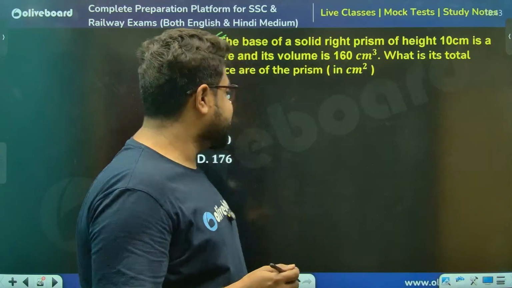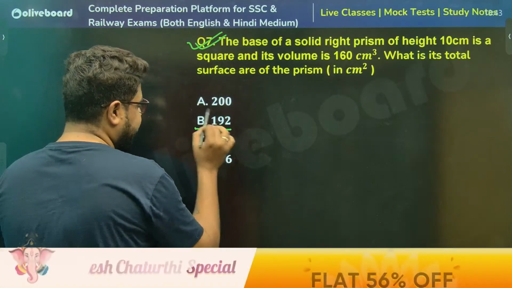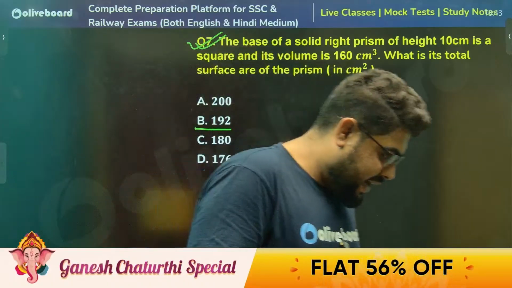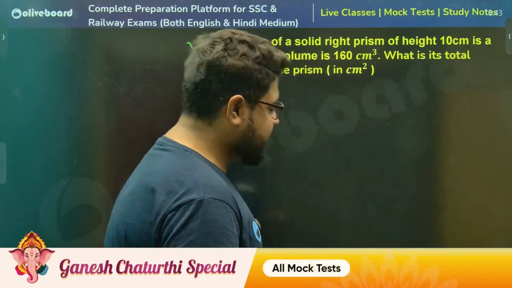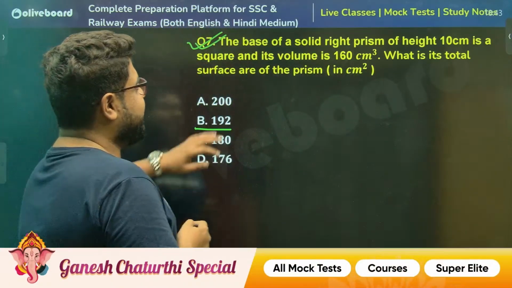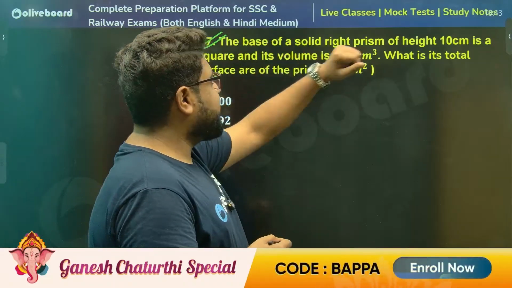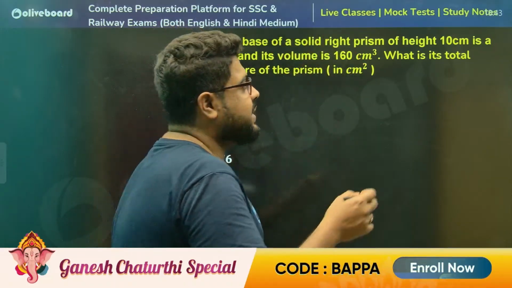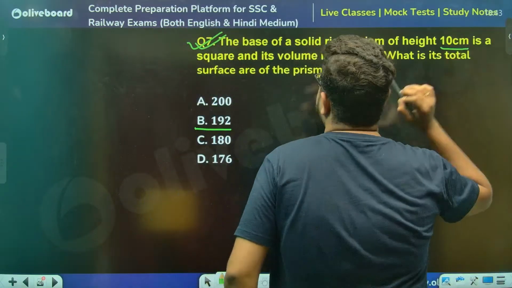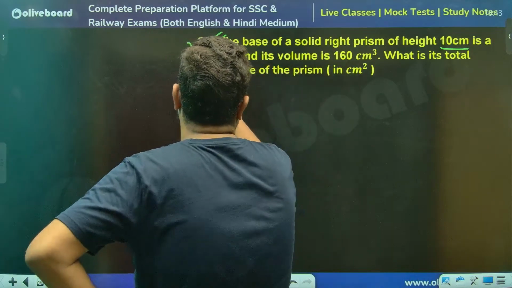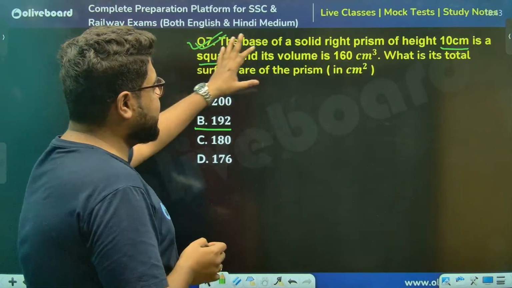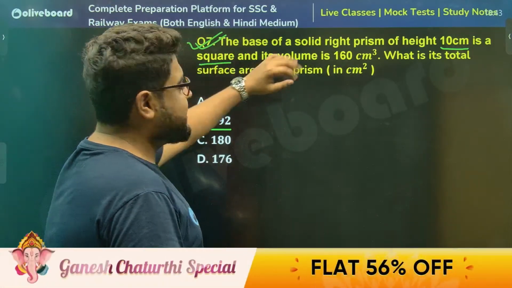192, I got one answer. Anybody else? Arghamita is saying 192. Perfect. The base of a solid right prism of height is given. So the prism height is given, the base is a square, and the volume is given. Total surface area they are asking.